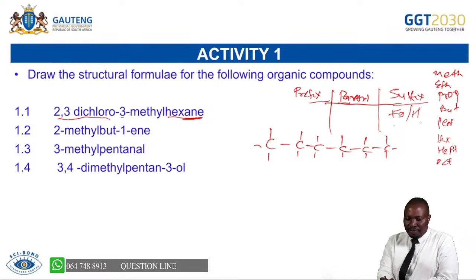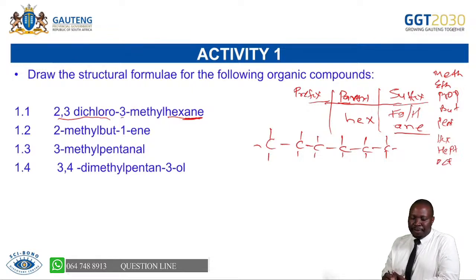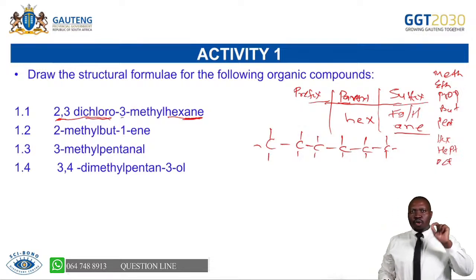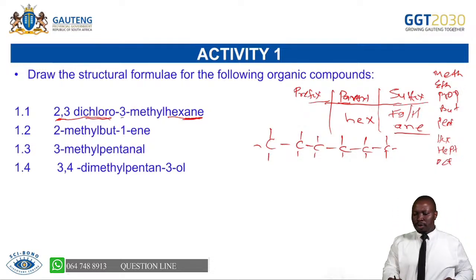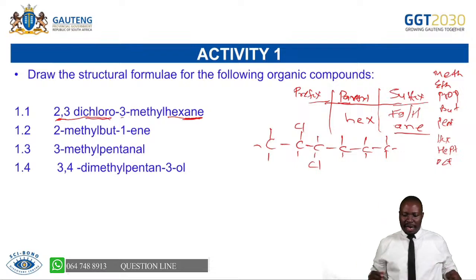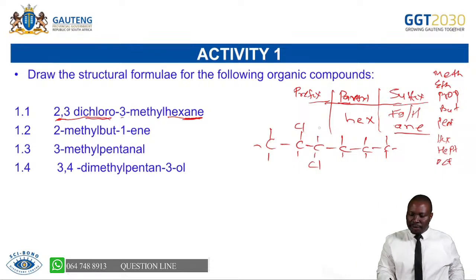In terms of the homologous series, we said this is an ane. The name ends with an ane. In terms of the parent, it's hex, which means 6 carbons. In terms of the prefix, we're having 2,3 dichloro. So in carbon number 2 and carbon number 3, we're going to have chloro there. Chloro in carbon number 2, another chloro in carbon number 3. Hence, we're saying 2,3 dichloro. So you put a chloro on carbon number 2, and another chloro on carbon number 3. And then in carbon number 3, you have a methyl, which means you have a CH3 there.